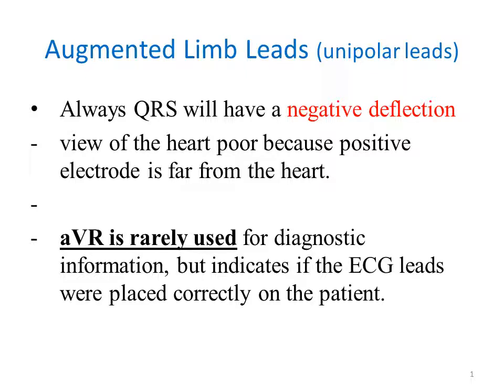This is the second part of the ECG lecture. The AVR lead, as we said previously, records the electrical activity from a single positive site, which is the right arm. The QRS here is always a negative deflection. The view of the heart is poor because the positive electrode is so far from the heart. AVR is rarely used for diagnostic information, but it indicates if the ECG leads were placed correctly on the patient.